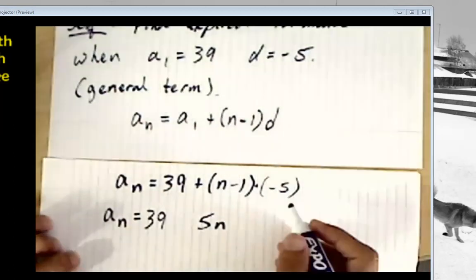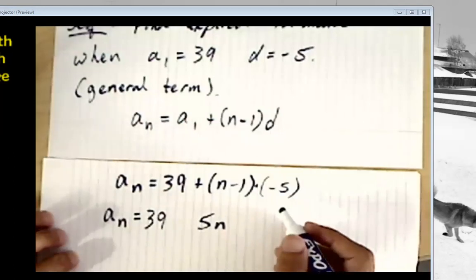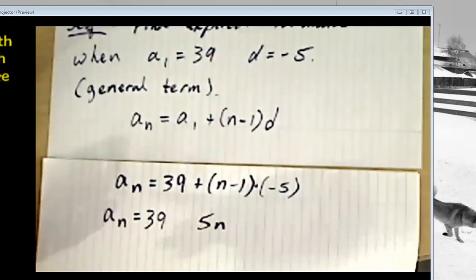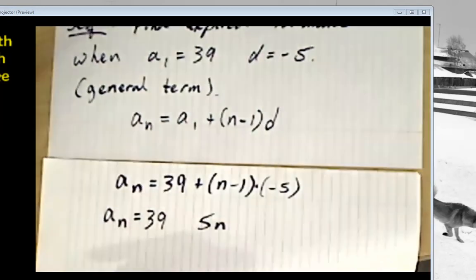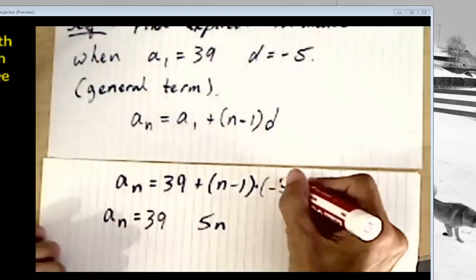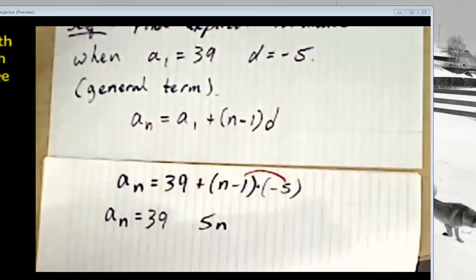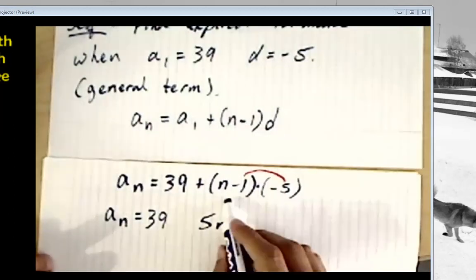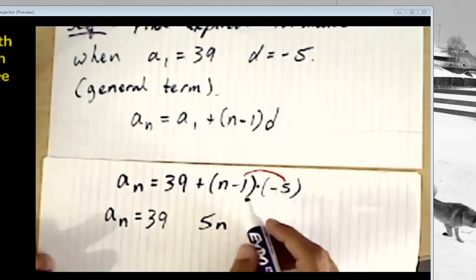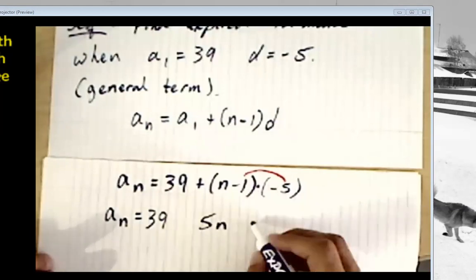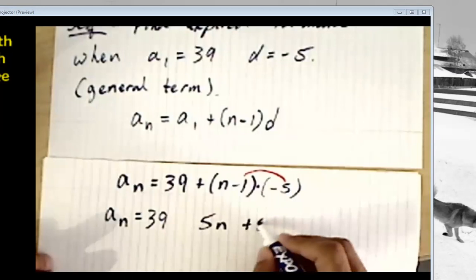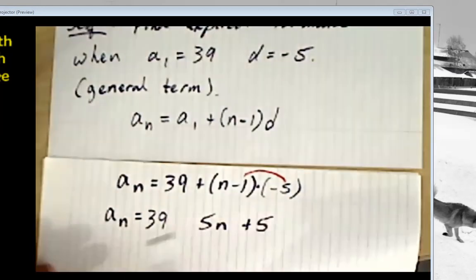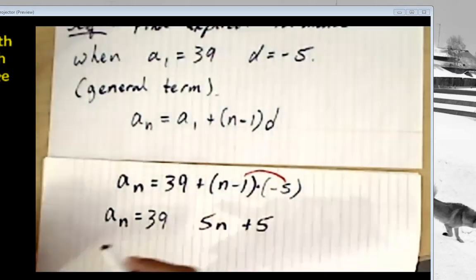We can do it one at a time. Let's do that one. What's it going to be? Minus 5. That's plus 5. Minus times a minus. Oh yeah. So the sign's on the other side, right? You know that. Just watch. And then minus 5 times N, minus 5N.